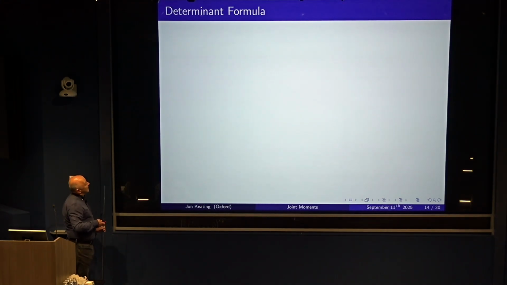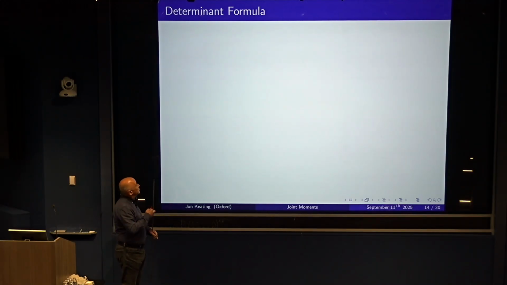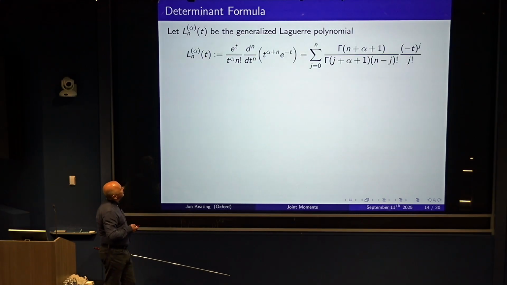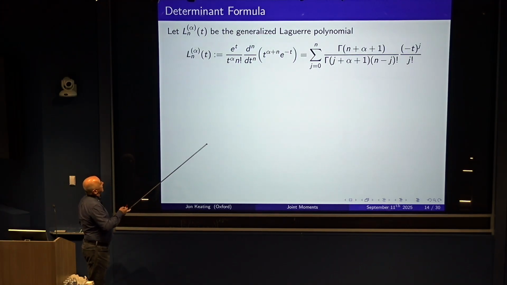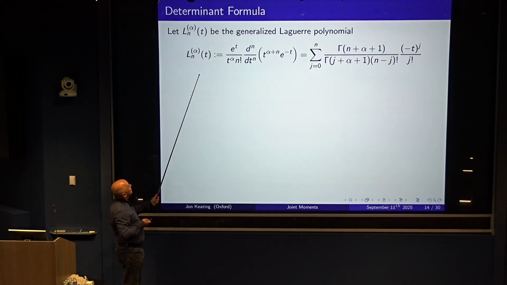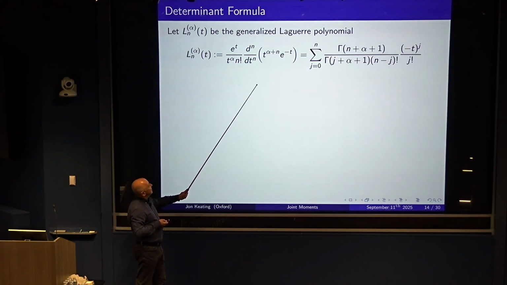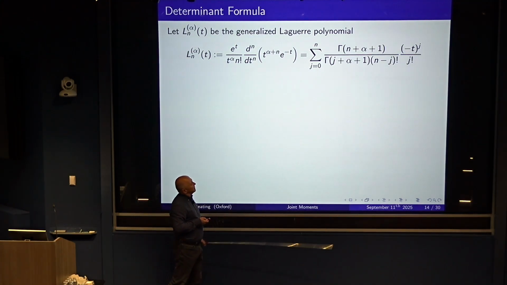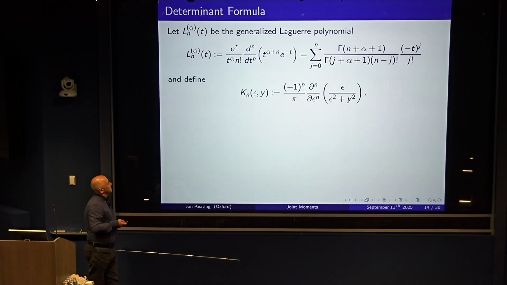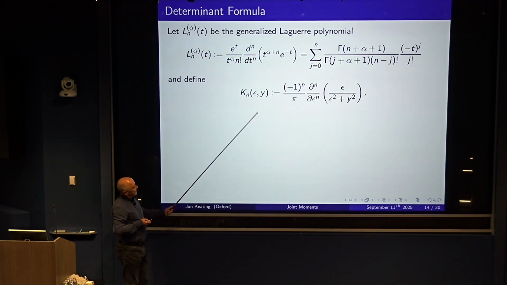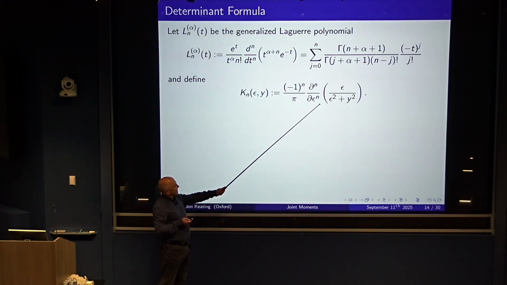So I'm going to tell you that in general, not just in the case when h equals k, there's a determinantal formula as well. This was found by Brian Winn. To set up the determinant, I have to tell you a few things. So L_n^(alpha) is a generalized Laguerre polynomial. I've written its definition here, either as a generating function or explicitly as a polynomial. K is the derivative of a Cauchy distribution.